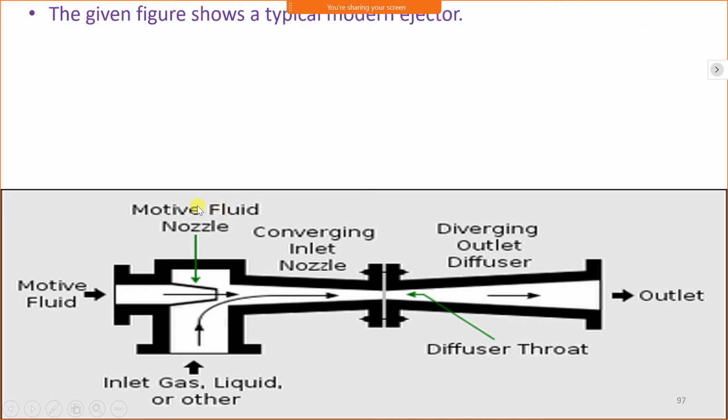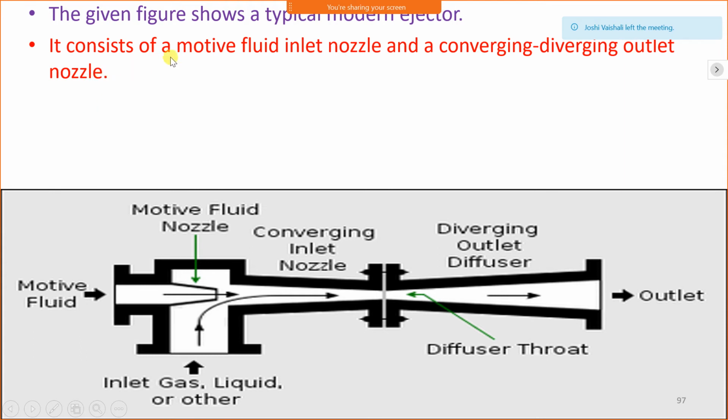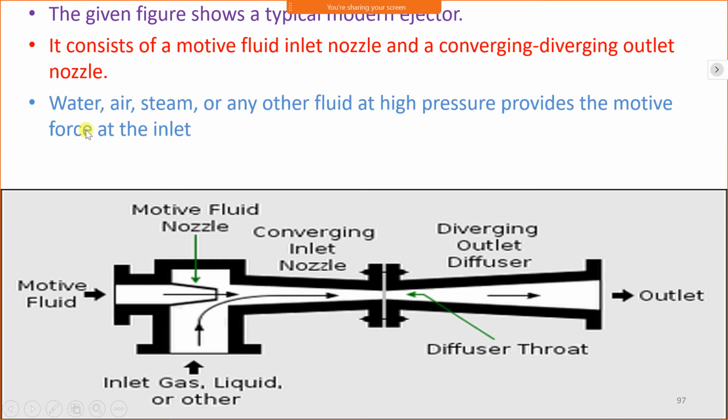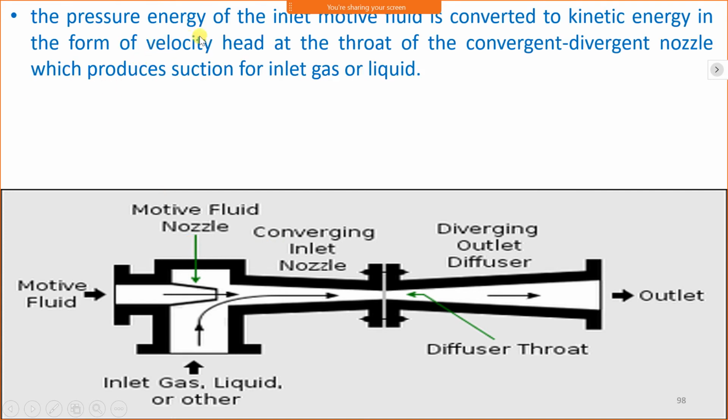Steam. The given figure shows a typical modern injector. It consists of a motive fluid inlet nozzle and a converging-diverging outlet nozzle. This is a converging and diverging outlet nozzle. Water, air, steam or any other fluid at pressure provides the motive force at the inlet. This is where the motive fluid is supplied, which produces the motive force. The pressure energy of the inlet motive fluid is converted into kinetic energy in the form of velocity.